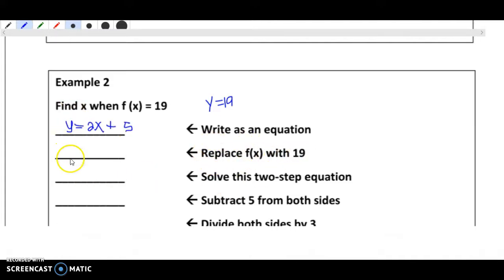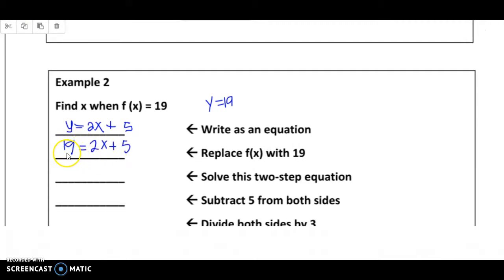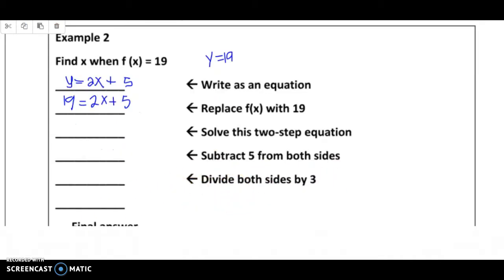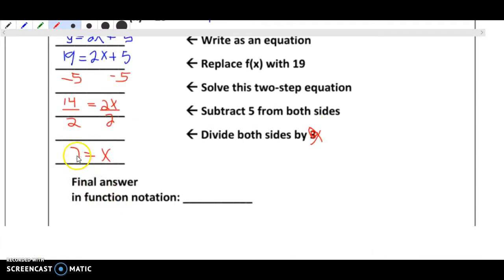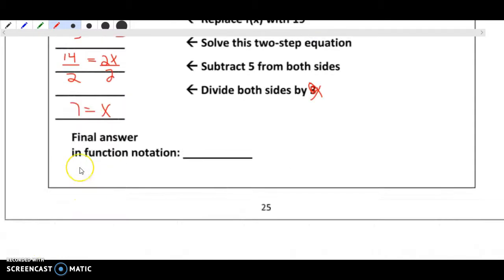So f of x is y. We're going to replace y with 19. So we have 19 is equal to 2x plus 5. And we're going to solve this two-step equation by subtracting 5 from both sides. Then we're going to divide both sides by 2. Here's a mistake. It should be 2, because we have 14 is equal to 2x. So we're going to divide both sides by 2. So we get 7 is equal to x, or x is equal to 7.